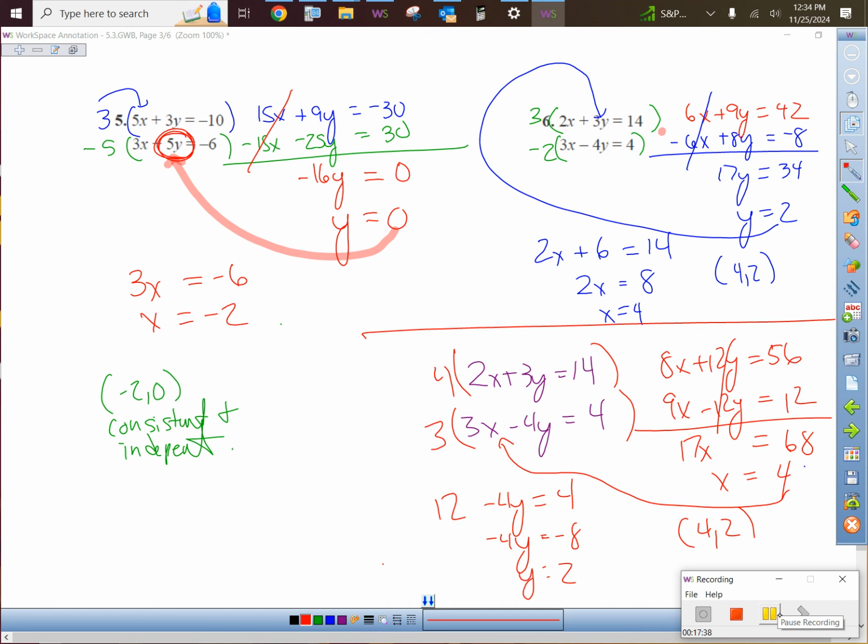So sorry for all y'all out there in video land. If you canceled x's, it is the top bit of information right here. If you canceled y's, it is the bottom bit of information. Either which way I did it, I got 4, -2 back for the solution.